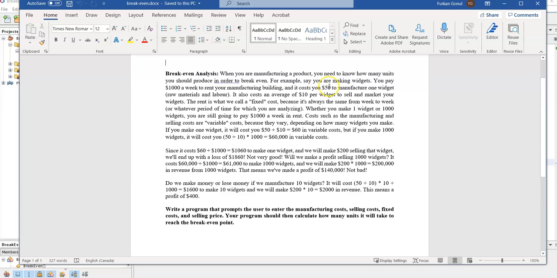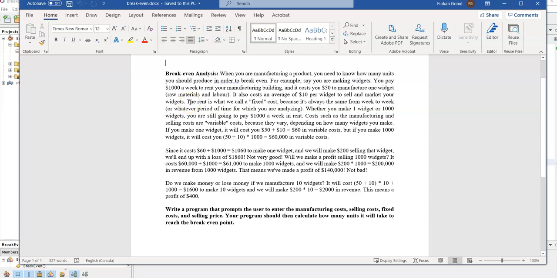For example, say you are making widgets. You pay $1,000 a week to rent your manufacturing building, and it costs you $50 to manufacture one widget, raw materials and labor. It also costs an average of $10 per widget to sell and market your widget.